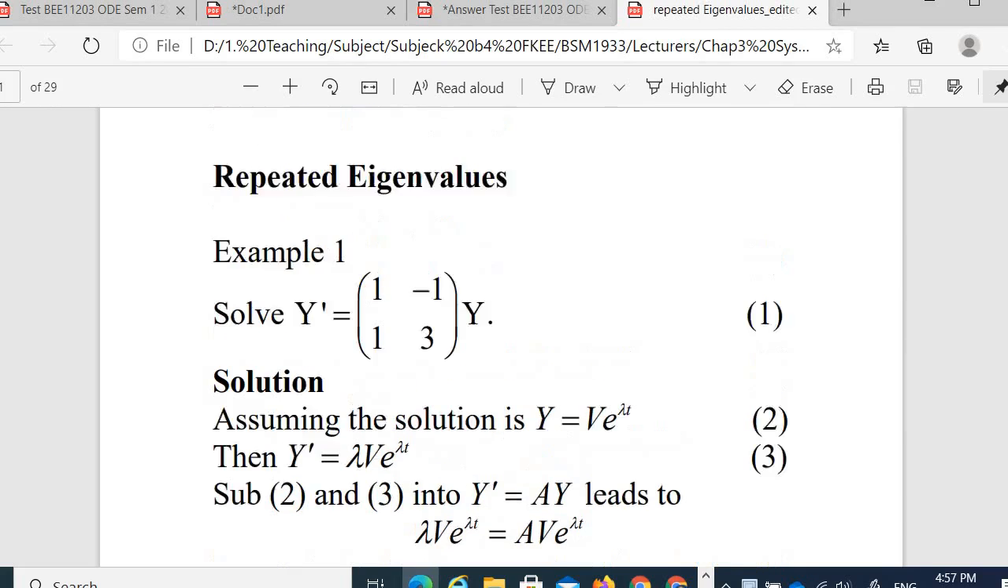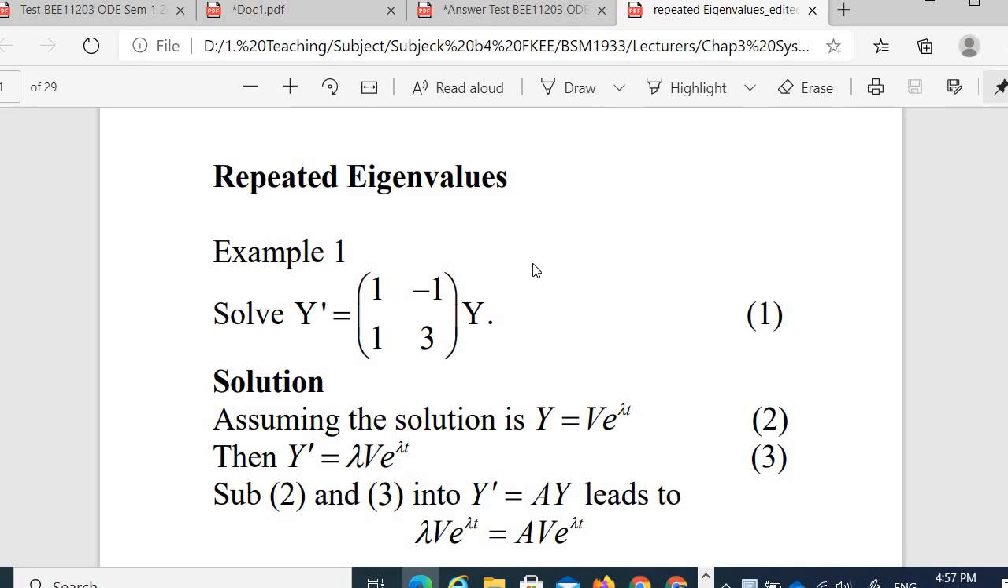We're going to start the repeated eigenvalue. For example 1, solve y prime equal to the matrix [1, -1; 1, 3] times y. I'm going to show you the long way for the repeated eigenvalue, and then later on I will summarize how you should do it.